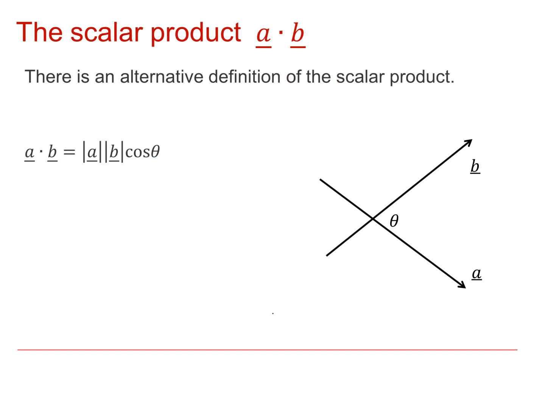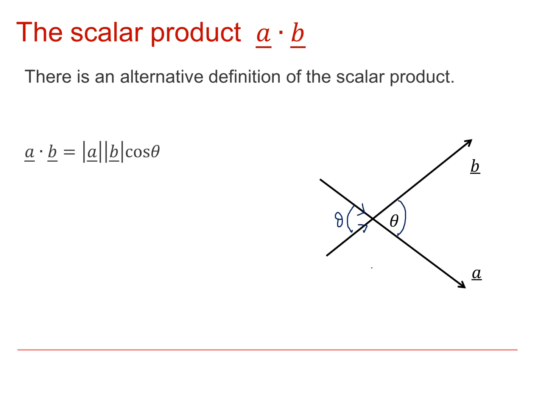Here's an alternative definition of the scalar product. Notice that the angle theta is measured between the lines which are going both in the same direction. So they're either both going outwards, or in this case they would both be going inwards to the point, but that will give us the same vertically opposite angle.